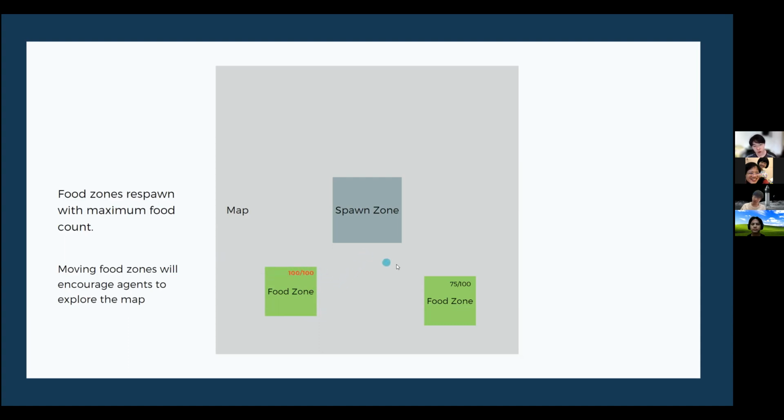And you may be curious why we do this. Moving food zones will encourage agents to explore the entire map. So each time a food zone runs out of food, it will spawn from here to maybe here, to encourage agents to not stay in just one location.